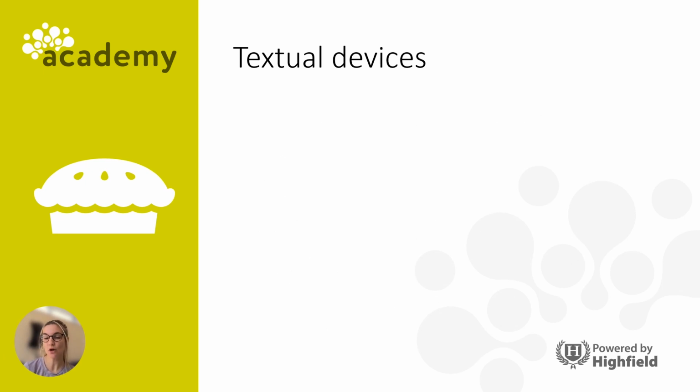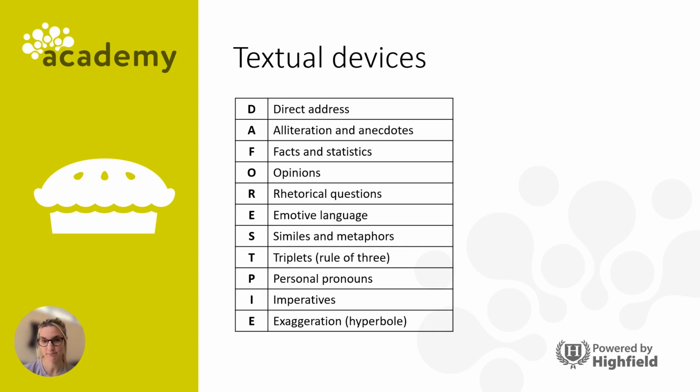Now, there are lots of different textual devices. So one way to remember some of these is to go through the acronym DAFORIST-PI. So as you can see, these stand for direct address, alliteration and anecdotes, facts and statistics, opinions, rhetorical questions, emotive language, similes and metaphors, triplets or rule of three, personal pronouns, imperatives, and exaggeration or hyperbole. So let's look at each of these in a little bit more detail and look at some examples of each one.